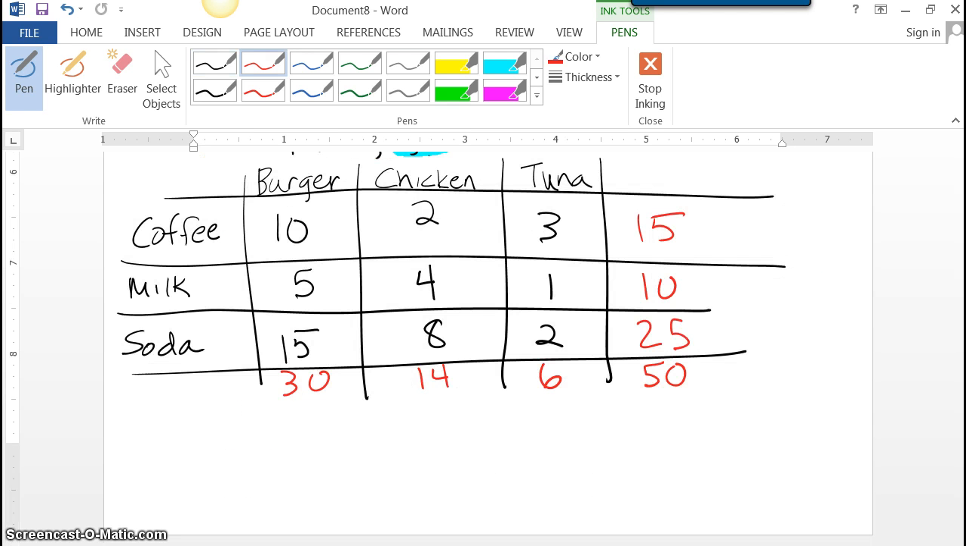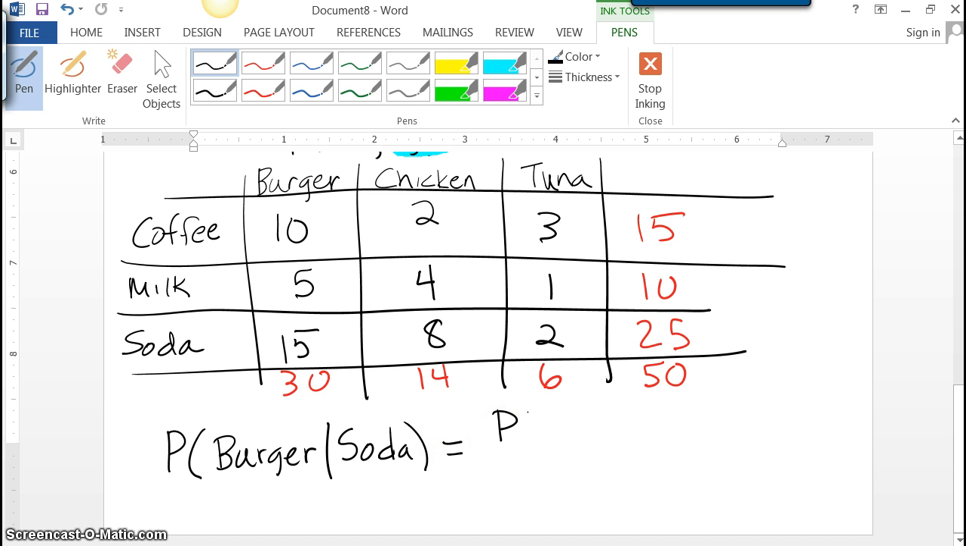You can answer conditional questions using a table also. This table I used in an earlier video. This is selecting a meal where you can have one drink and one sandwich. You can ask conditional questions off of this, like if you randomly select a person, what's the probability that they will choose a burger given they chose a soda? So this is a conditional question, and you can answer it by using the rule.